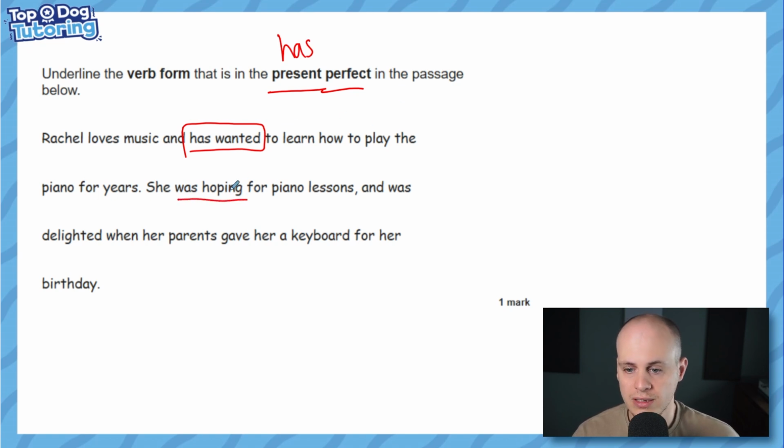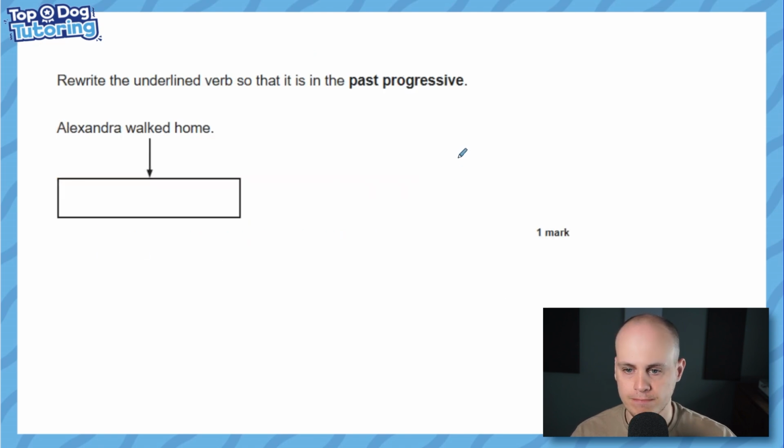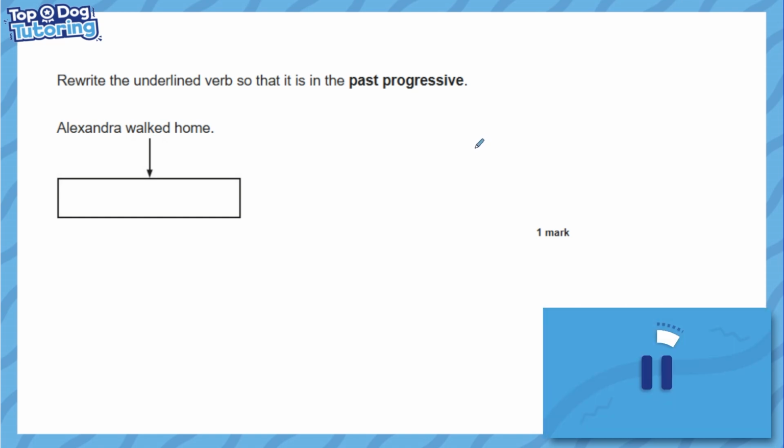Just for a bit of fun, let's go through the other ones. She was hoping. Look, it's got ing, so we know that's in progressive. And was delighted. That's just the simple past tense, right? When her parents gave her a keyboard. Another simple past tense one there. So the answer we were looking for was has wanted. Fantastic. All right, another one for you. This time, we're looking at the progressive tense.